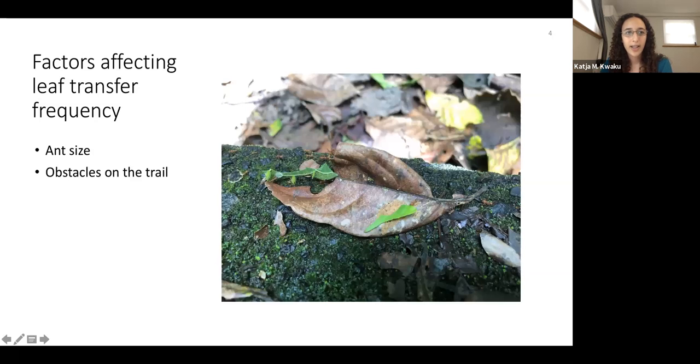Another factor affecting leaf transfer frequency is if there are obstacles on the trail. So like in this example, here's a leafcutter ant trail, and there's a big leaf right in the middle of the trail. This isn't a super bad obstacle, but it could be something like a fallen branch right in the middle of the trail. And whenever something like this happens, the ants are much more likely to transfer their leaves at the site of the obstacle. That way it's just easier to get the leaf fragment across the obstacle.